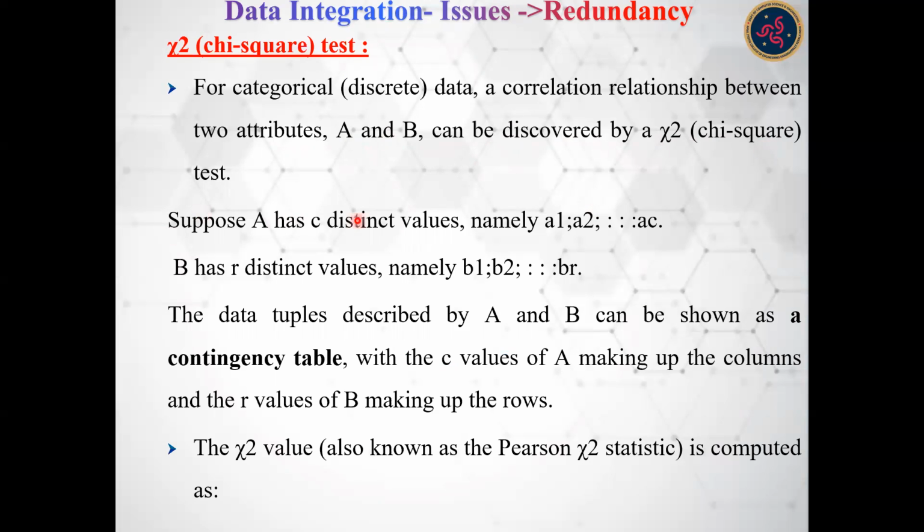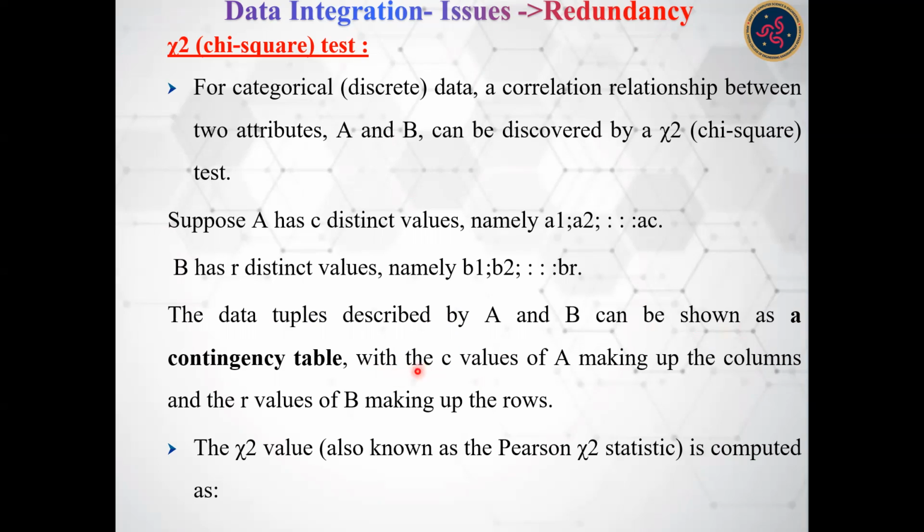Suppose we have two attributes, A and B. A has C distinct values and B has R distinct values. So the values of A are A1, A2, A3, up to AC, and B has R distinct values, B1, B2, B3, up to BR. In order to find out the relationship, we can represent these data tuples in a contingency table, and we can see how these values are related.